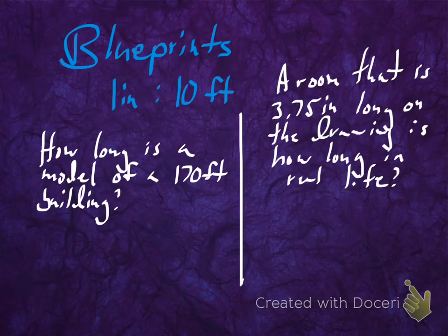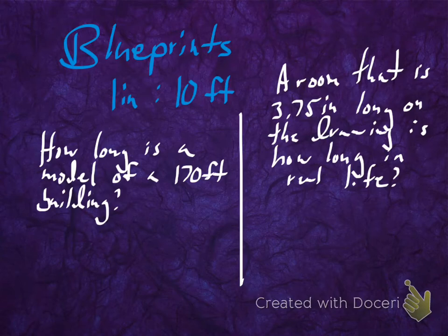All right, so let's look at these 2 problems. How long would a model be if I had an actual building that was 150 feet long? Okay, so in other words, how long would the drawing be on the blueprints? And, all right, let's do another question where we have a room in the blueprints that's 3.75 inches long, or 3 3/4 inches long. On the drawing, how long would it be in real life?